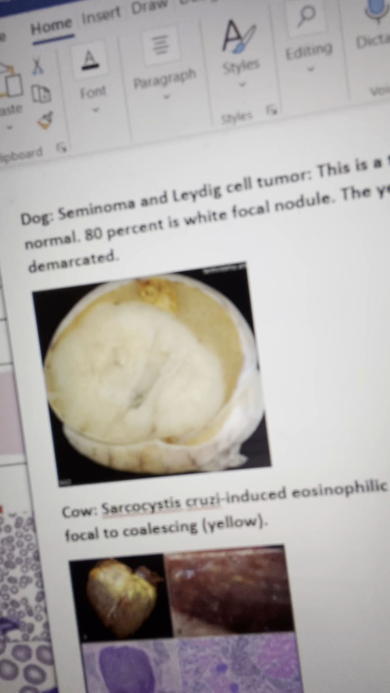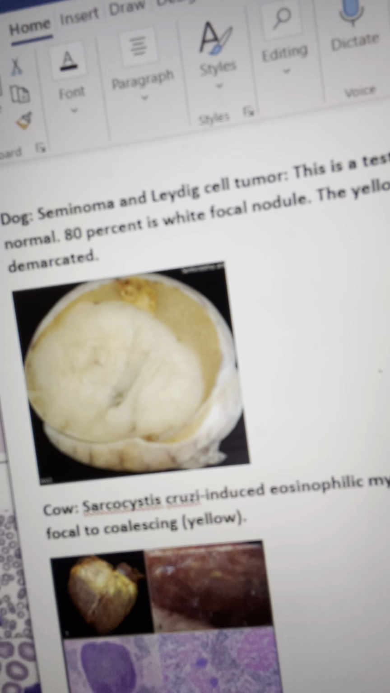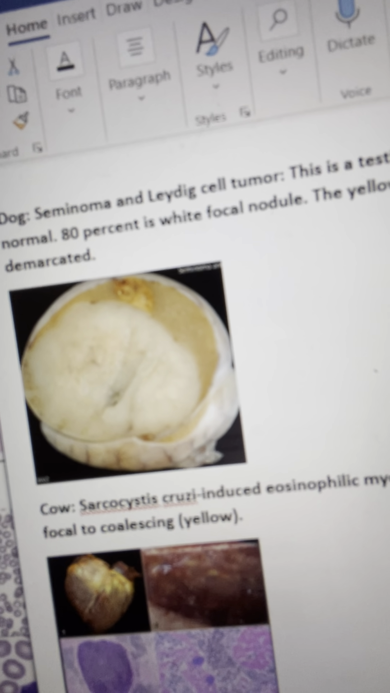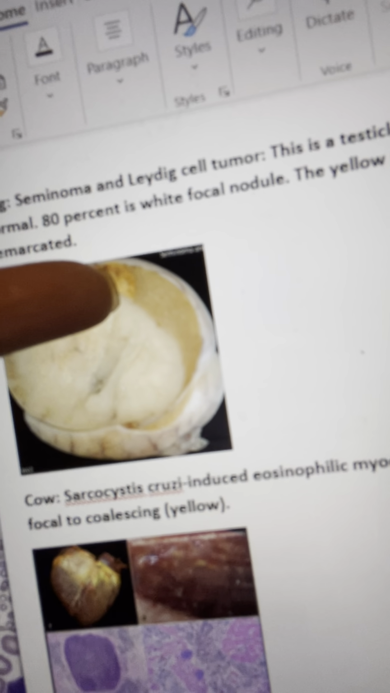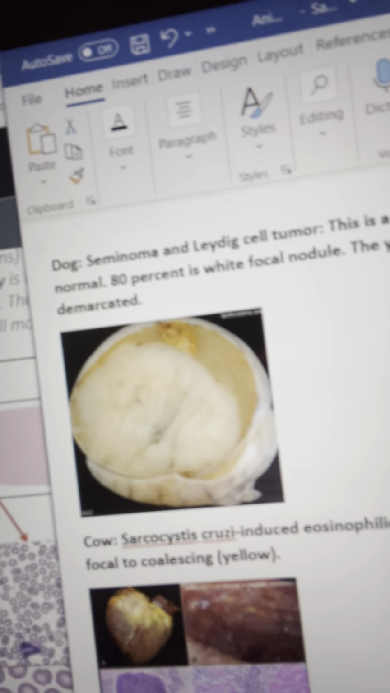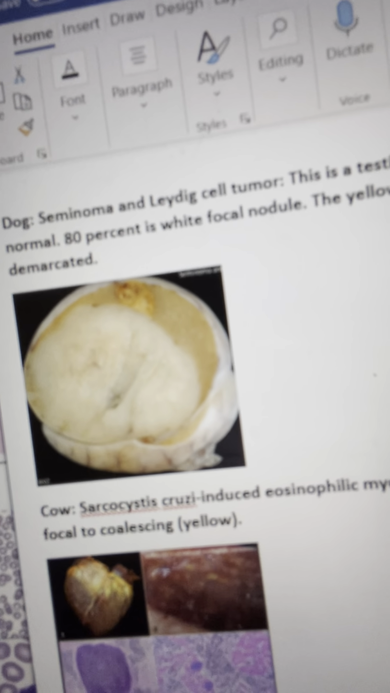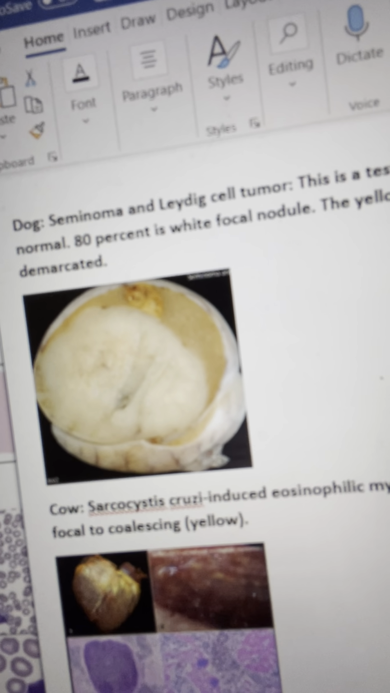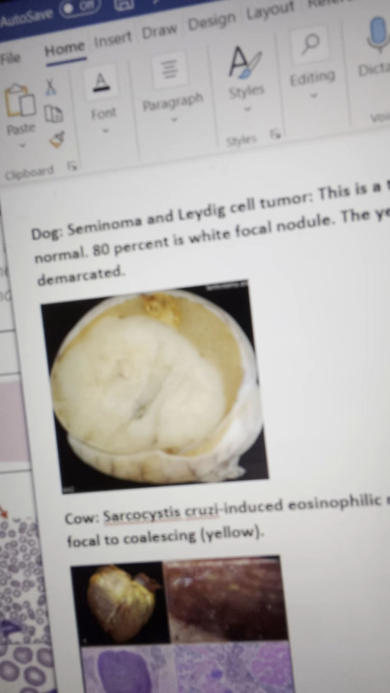Here we have a dog. We have a Sertoli cell tumor or a Leydig cell tumor. This is a testicle of a dog. It has 2 masses actually. So we have the big white mass right here, and then we also have the other yellow mass right there. And the moon shape right here is the normal part. So 80% is the white focal nodule. The yellow nodule, which produces hormones, is well demarcated.